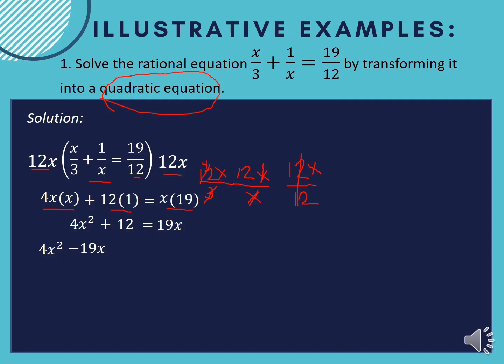Saan nanggaling si negative 19x? Ito po. Kailangan kasi maging ax squared plus bx plus c is equal to 0. So, si 19x, tinranspose to the other side. Kaya po naging negative 19x. So, plus 12 is equal to 0. Now, we already have our quadratic equation.